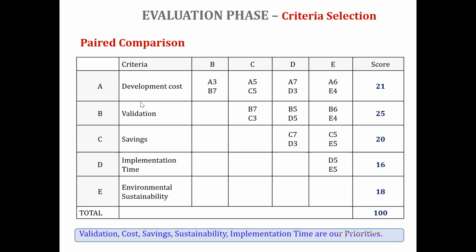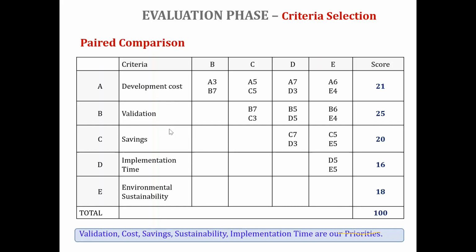So here, the criteria is for this oil pan, water pump, and crankshaft. For the tractor engine, the criteria is taken as development cost, validation, savings, implementation time, and environmental sustainability. Why have they taken the cost? Because the cost is very important to reduce. And validation, what is called validation? Validation is nothing but testing.